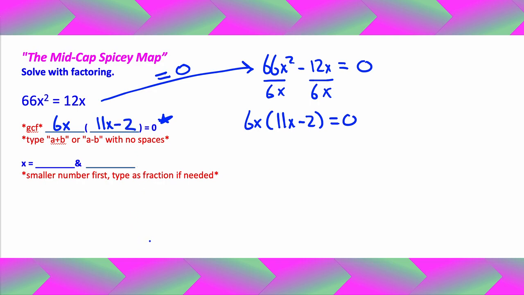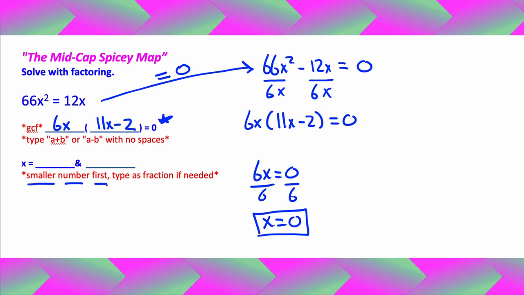Okay. Part 2, let's solve each of those. The first one's pretty simple. 6x equals 0. Well, when I divide both sides by 6, I get 0. Okay, so hang on there. I'm not sure if 0 is going to be the smaller number or not, so let's hang on to that because it says smaller number first.